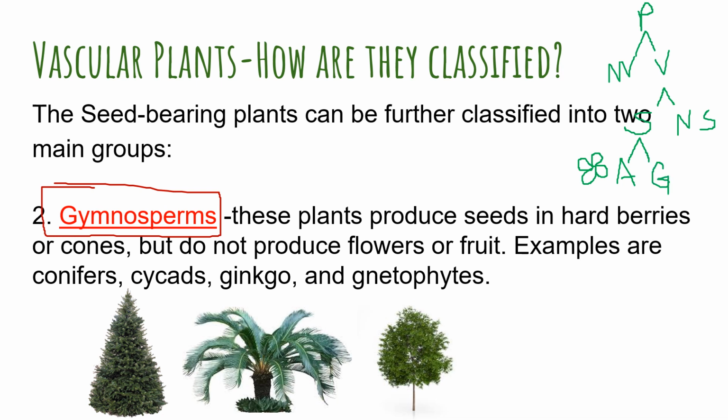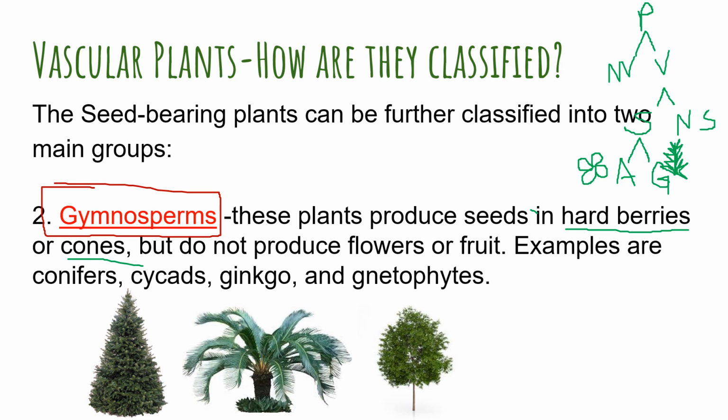So these plants do produce seeds, right? They are part of this seed producing group up here, but their seeds are not produced inside of a fruit or a flower, but instead are produced in either hard berries or cones. Okay, pine trees, conifers, cycads, ginkgo, gnetophytes, those kinds of plants could be considered gymnosperms. The most common one that we think of with gymnosperms is the pine cone, or the pine tree, because the pine cone is used to produce the seeds as opposed to a flower. Okay? So those two groupings of seed plants, angiosperms and gymnosperms.